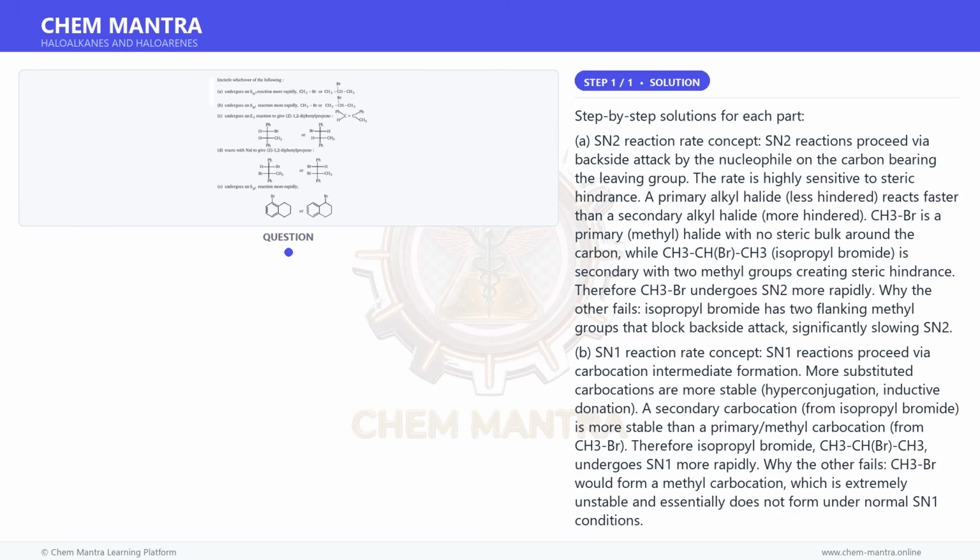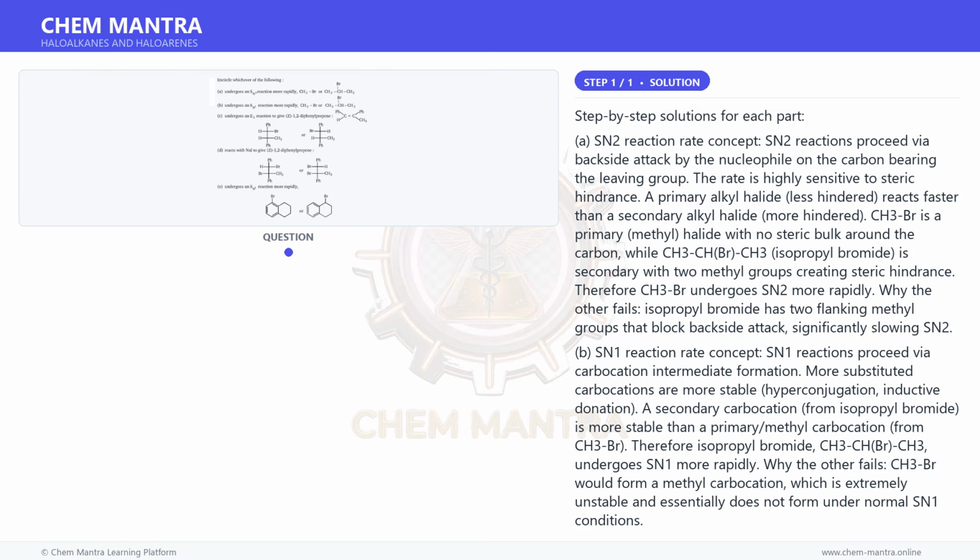A. SN2 reaction rate concept. SN2 reactions proceed via backside attack by the nucleophile on the carbon bearing the leaving group. The rate is highly sensitive to steric hindrance. A primary alkyl halide, less hindered, reacts faster than a secondary alkyl halide, more hindered.